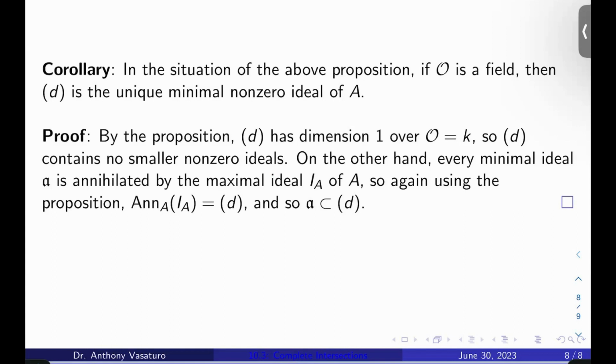And so the ideal generated by D definitely doesn't contain any smaller non-zero ideals. On the other hand, it's a completely easy check that every minimal ideal, let's say frac A, is annihilated by the maximal ideal I sub A of A. This is really just definitions in algebra. And so again, if you use the proposition, you find that the A annihilator of I sub A is just the ideal generated by D. Okay, well then frac A has to be contained in D. Okay, so these 2 facts then come together to tell you that the ideal generated by D is just the unique minimal non-zero ideal of A.